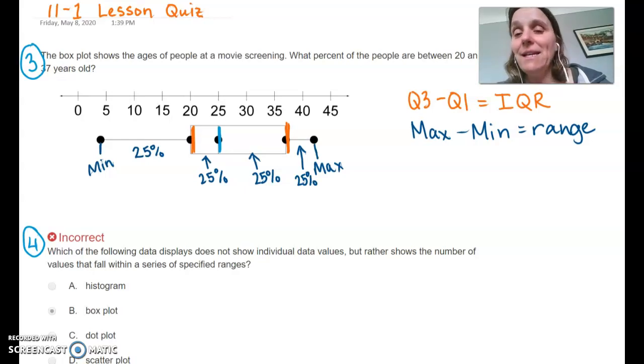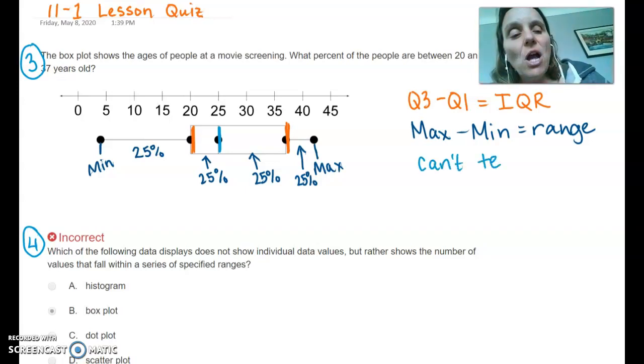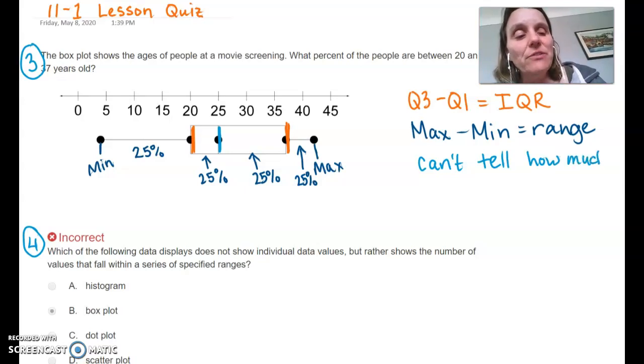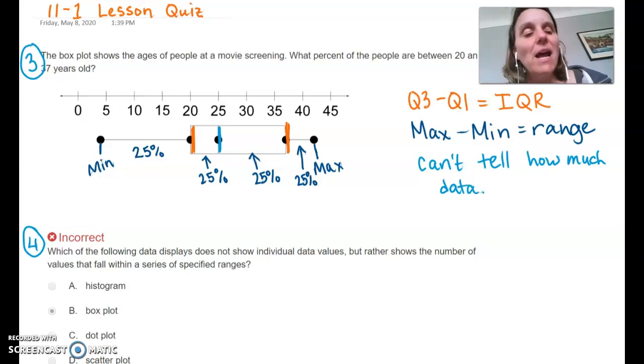One thing we can't tell from a box plot is how much data we have. We can only tell where our data is divided into quartiles. We can tell the percent of the data that falls within each of those quartiles, but we can't tell by looking at this box plot how much data we had to work with originally. They'd have to tell us that piece of information.